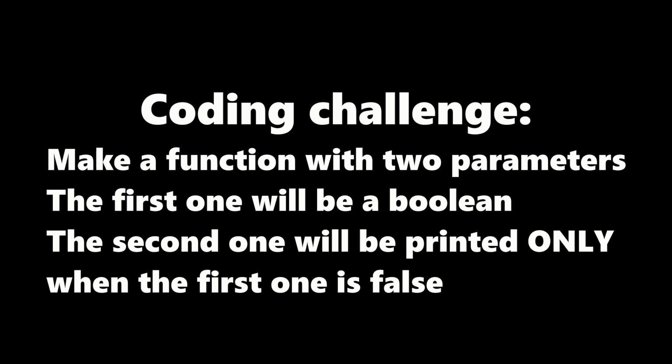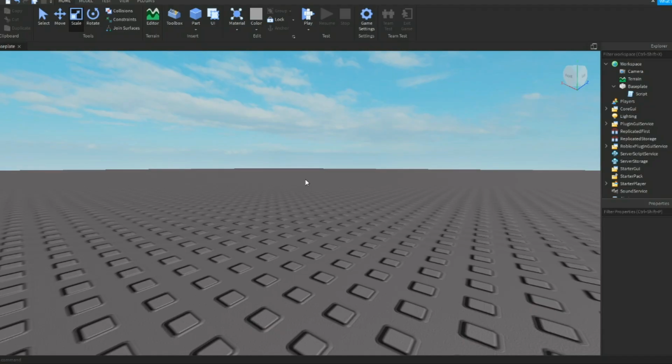It can be any number. It could even be text, I guess, if you want it to be. In this function, I want you to print that number, but only when that Boolean you send it is false. So you need a conditional statement that checks if that Boolean is false, and only then will it print that number. I will reveal my little code snippet for that in the next video.